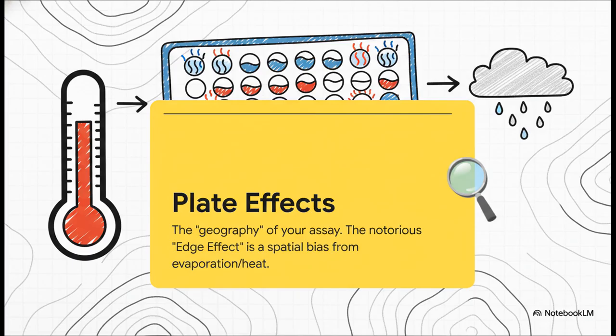So, first up, plate effects. You gotta stop thinking of a 96-well plate as a perfectly uniform grid. It's not. It's more like a tiny landscape with its own microclimate. The outer wells, they're exposed to more air, which means faster evaporation and different heating rates. This is the infamous edge effect, and it can seriously skew your results before you even get to the reader.